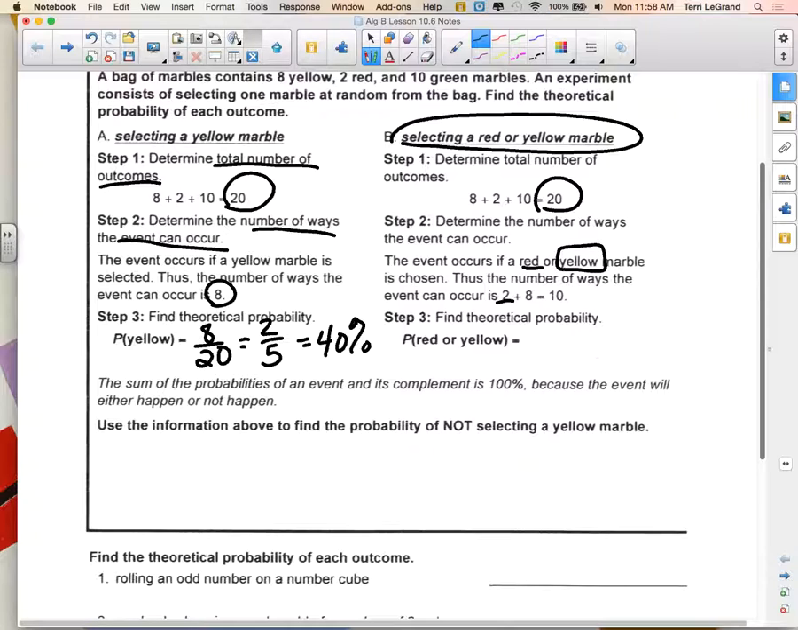Yellow, let's box that. We already talked about that there are 8 yellow. But since it doesn't matter which one you pick, we have to add them together. Then all together, there is this possible thing that could happen. How many do we have? We have 10. So the theoretical probability, and notice how they write this, probability of red or yellow.